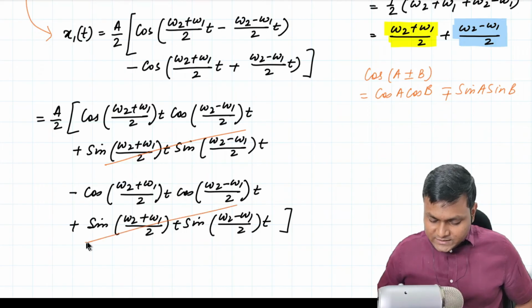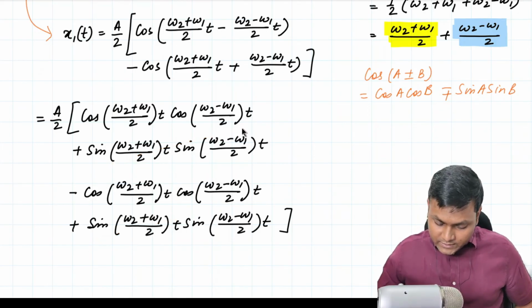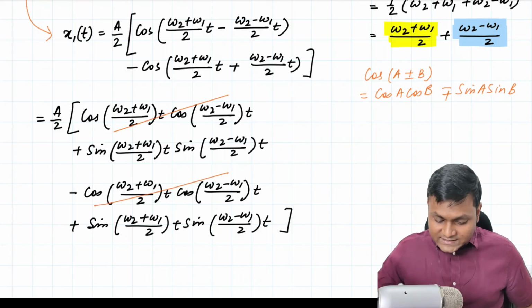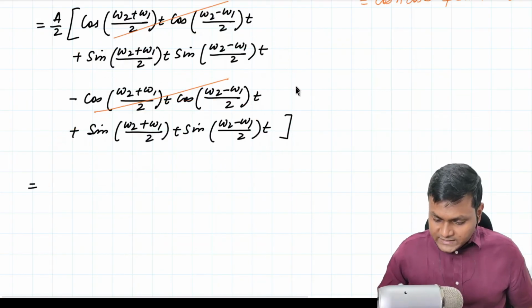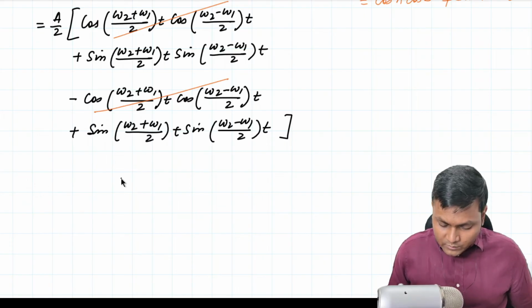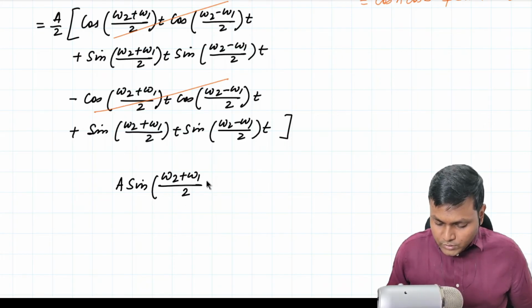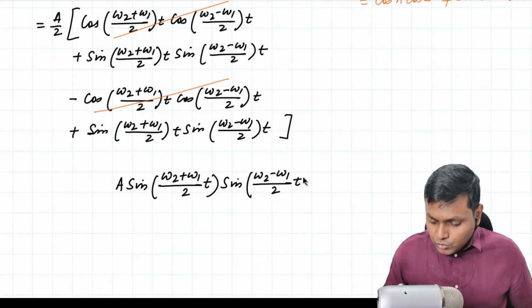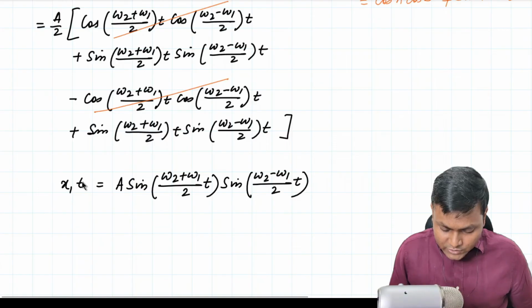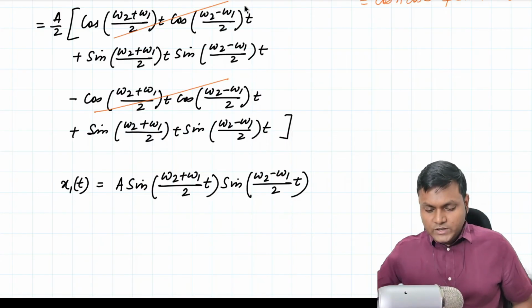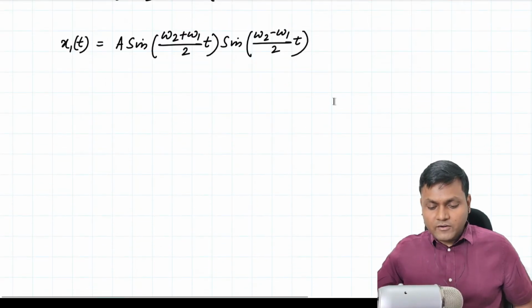Okay, so this term and this term are the same but opposite, so they get cancelled out. Finally, we are left with these two terms which are exactly the same. So twice of a by 2 simply becomes a, and sin((omega 2 plus omega 1)/2 t) sin((omega 2 minus omega 1)/2 t) is just the solution x1(t). I can obtain a similar solution for x2(t) also, but let me first show you the graphical representation of what this kind of expression actually means.